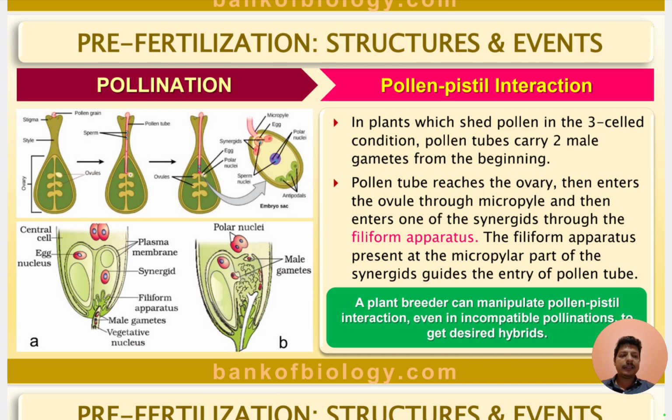Next, in plants which shed pollen in the three-cell condition, the pollen tube carries two male gametes from the beginning. The pollen tube reaches the ovary, then enters the ovule through the micropyle and then enters one of the synergids through the filiform apparatus. The filiform apparatus present at the micropylar part of the synergids guides the entry of the pollen tube. A plant breeder can manipulate pollen-pistil interaction even in incompatible pollinations to get the desired hybrid.